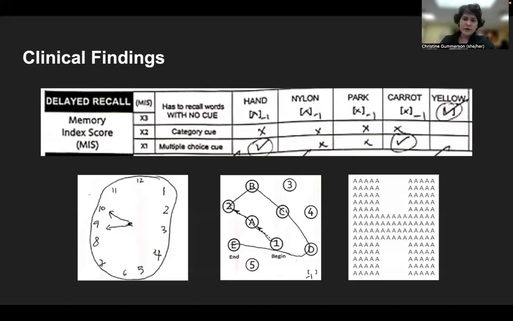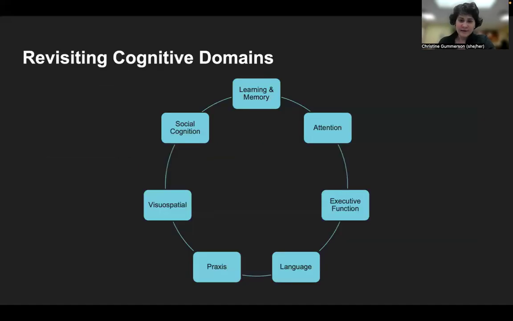So if we go to the next slide, revisiting those cognitive domains that we talked about, what is jumping out at you? If we had to choose which domains are affected for this particular patient, what do you think is affected in her case with the information we have so far? And feel free to put it in the chat if you feel more comfortable.